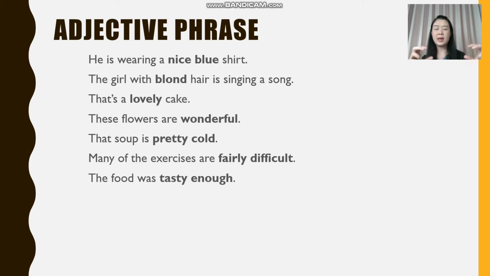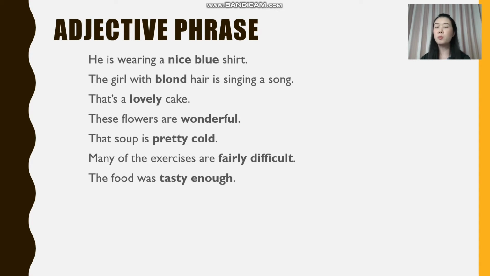But within the noun phrase, we also have the adjective phrase. Okay? Phrase in phrase. Nice blue. We have the word blue as the head word of this adjective phrase, but we have the word nice to modify. What about the next sentence?